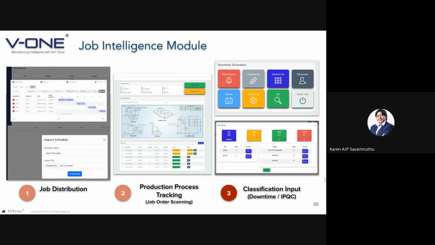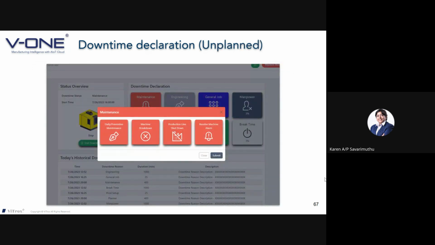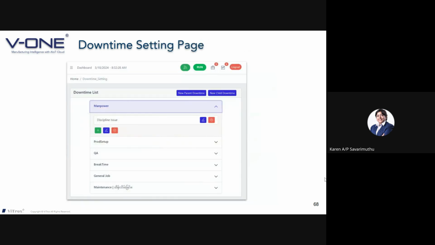All right. So this is the job intelligence module that we were talking about just now. And you can also do some downtime declarations, whether it's planned. Of course, there's a lot of time that you need to do planned maintenances. All right. So you can use it for planned maintenances that everyone is aware of. Or if you have some downtime declaration which is unplanned, something has happened somewhere, unwanted incidents or what, yeah, you can also do this. The job intelligence is actually able to identify that. Okay, so these are the settings that you can do for your downtimes.